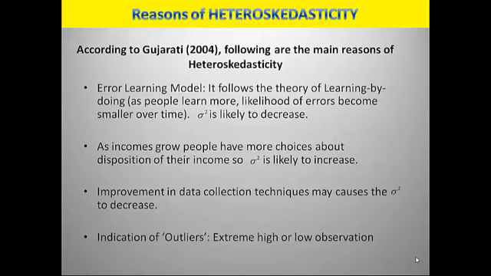Number 2. As incomes grow, people have more choices about the disposition of their income. So sigma square is likely to increase. Number 3. Improvement in data collection techniques may cause sigma square to decrease. Number 4. It also indicates outliers in your distribution. Your distribution may have some extreme high or low observations.